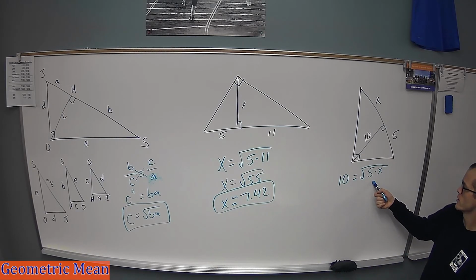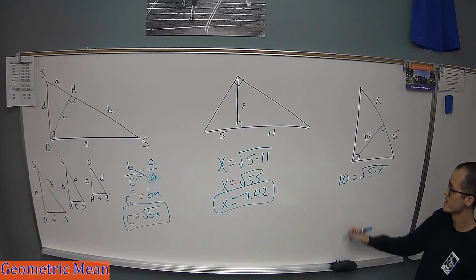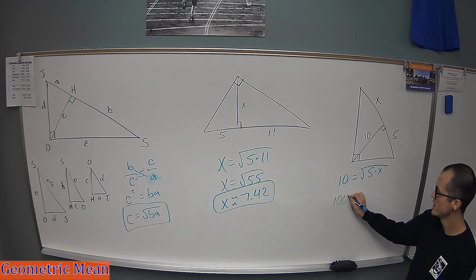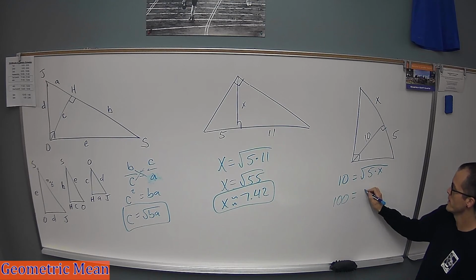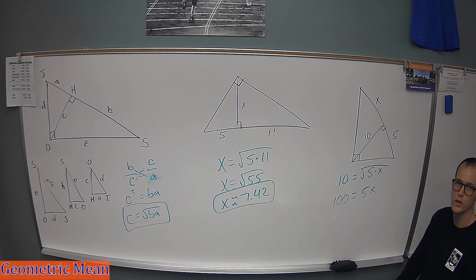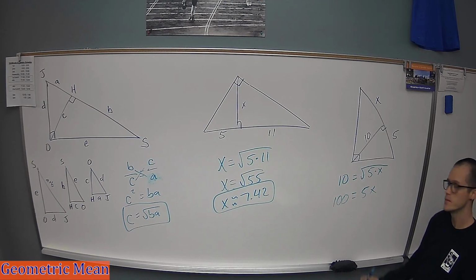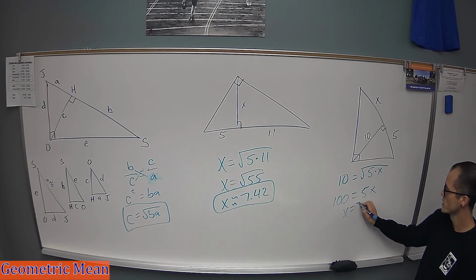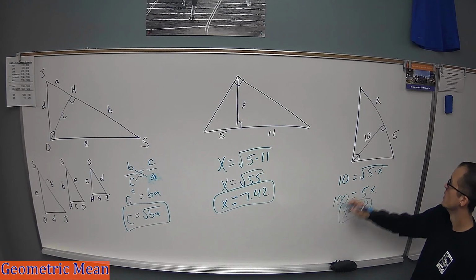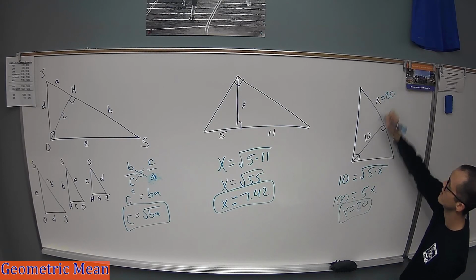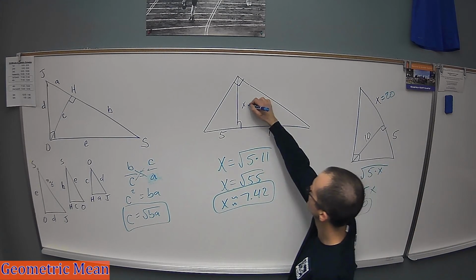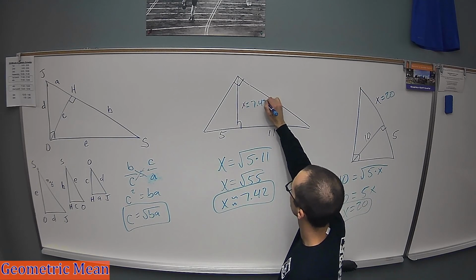So we're going to square the right-hand side, square the left-hand side. When you square the left-hand side, 10 times 10 is 100. When you square the right-hand side, well, really just the radical goes away. That's cool. So now we have 100 equals 5x. Divide both sides by 5, and we learn that x equals 20. So this length right here is 20, whereas this one is approximately 7.42.